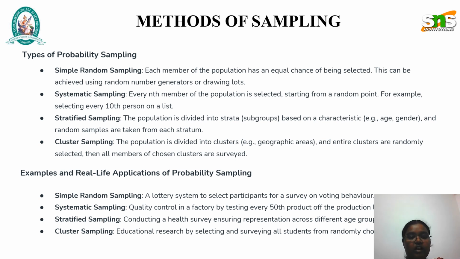Examples and real life applications of probability sampling. Simple random sampling: a lottery system to select participants for a survey on voting behavior. Systematic sampling: quality control in a factory by testing every 50th product of the production. Stratified sampling: conducting a health survey ensuring representation across different age groups of the population. Cluster sampling: educational research by selecting and surveying all students from a randomly chosen group.